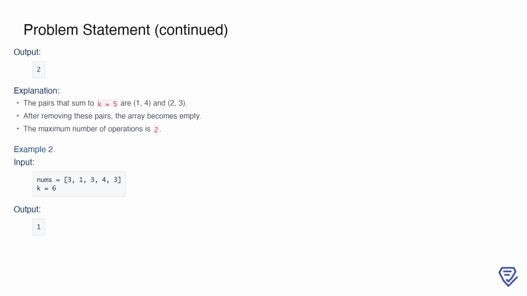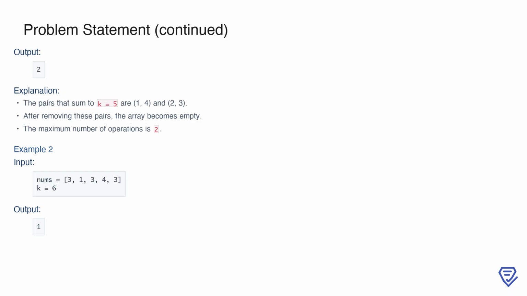Consider the input nums equals 1, 2, 3, 4, and k equals 5. The output in this case is 2. This is because we can form two pairs from the array that sum to k. Specifically, the pairs are 1, 4, and 2, 3. After removing these pairs, the array becomes empty, and we can't perform any further operations. Therefore, the maximum number of operations in this case is 2.